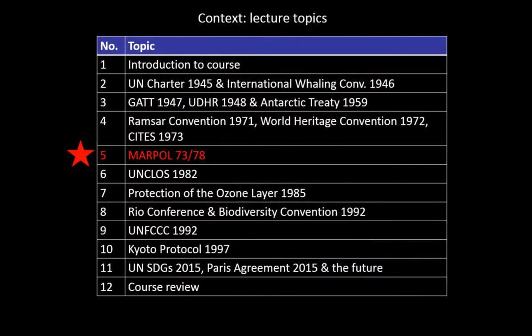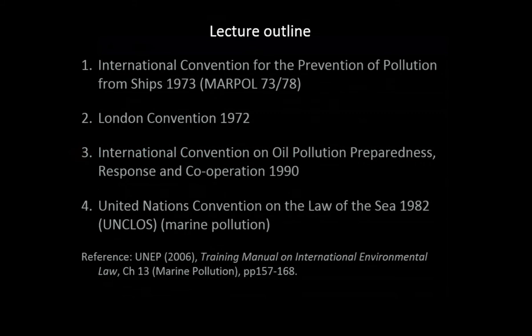So this is the fifth in our series of lectures exploring the story of the development of international environmental regulation since 1945. In outline, we're going to look at the International Convention for the Prevention of Pollution from Ships, 1973, as amended by a protocol of 1978, so commonly called MARPOL 73/78.